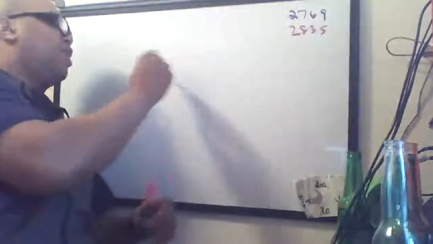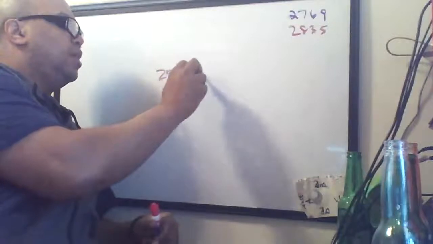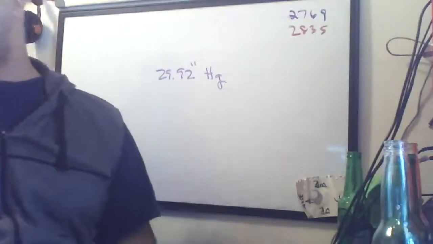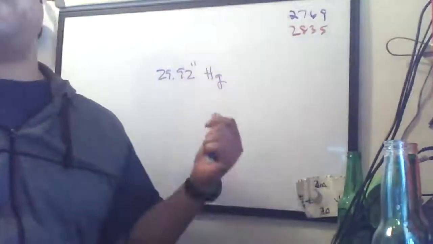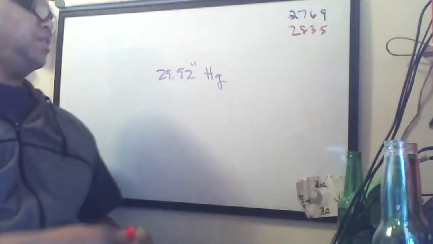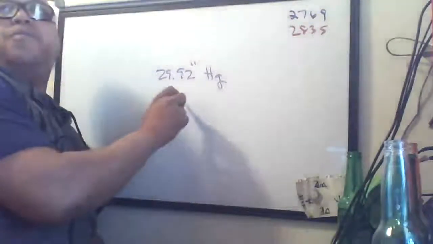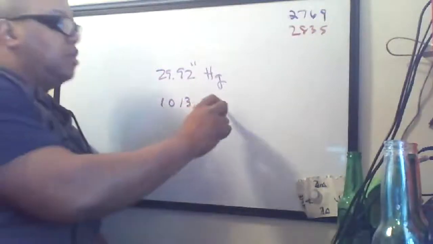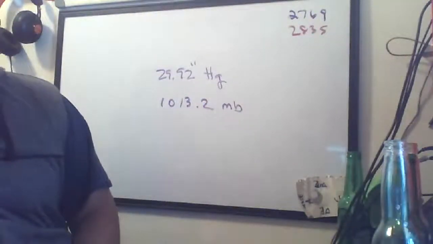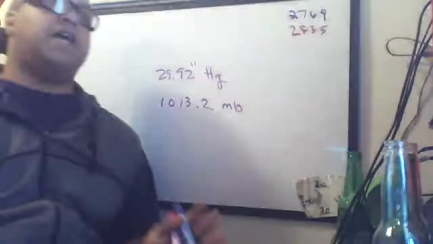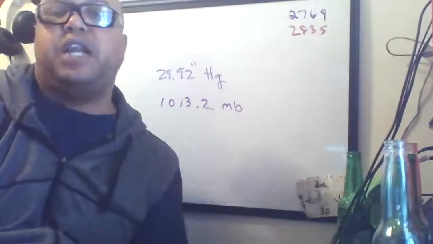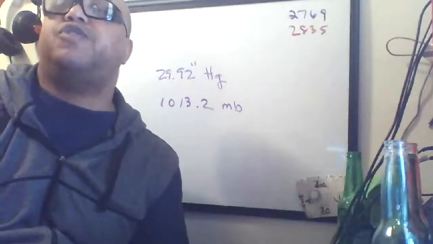So we call sea level pressure 29.92 inches Hg. Hg is the symbol on the periodic table for mercury. Correct. Or sometimes it's measured in millibars, 1013.2 millibars. So at sea level, these are our standard values for a perfect atmosphere. This is how the aircraft instruments are calibrated.